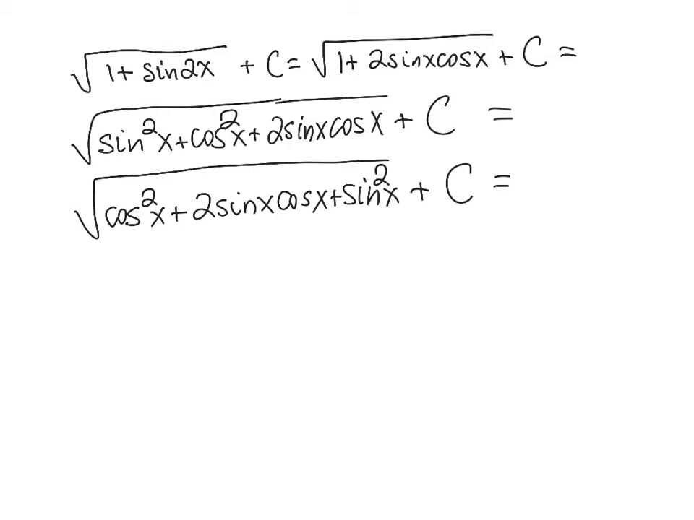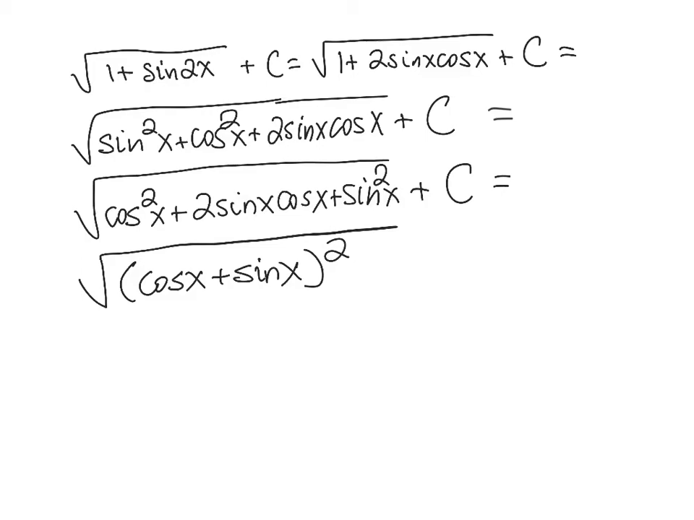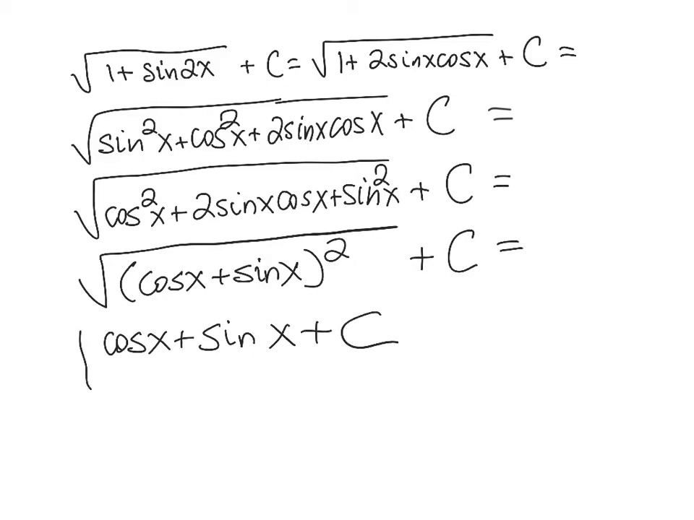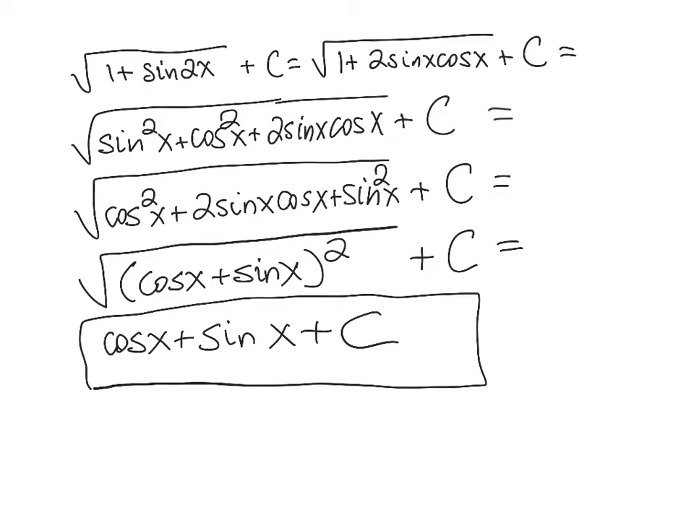And if you look carefully inside the square root, that's a perfect square. That's cosine x plus sine x, squared, plus c. We can cancel the square root and the square and have our final answer, cosine x plus sine x plus c, which is a very nice answer in a very simplified form.